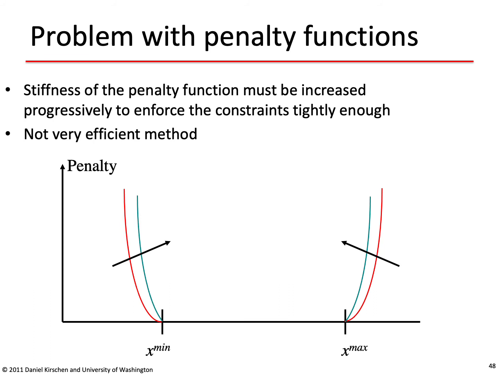The problem with penalty functions is that they do not ensure that the variables remain within the bounds set by the inequality constraints. So one approach is to progressively stiffen these penalty functions by increasing the factor k to enforce those constraints more tightly as we go along in the solution process. Now this turns out not to be a very efficient process, and penalty functions can work, but they can slow down the convergence of the solution.